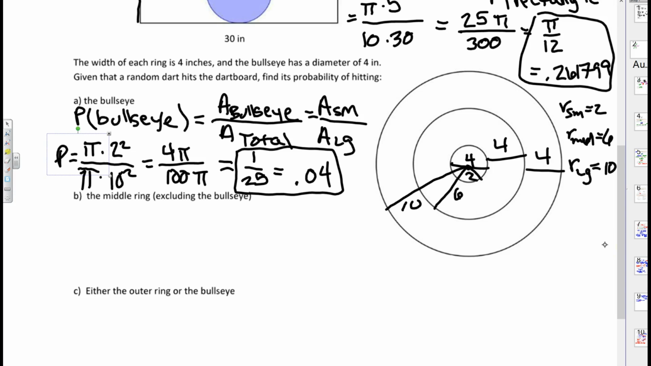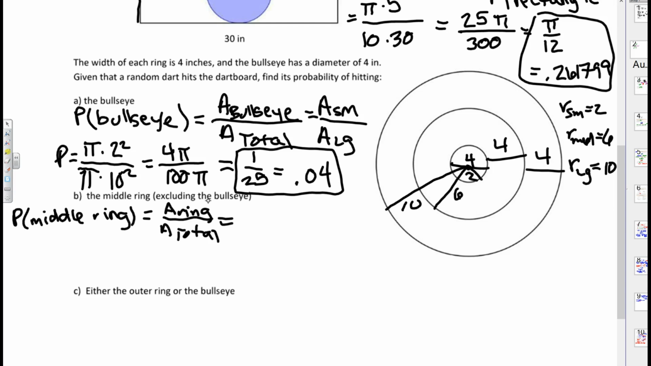What's the probability that I hit the middle ring, excluding the bullseye? Well, the probability of hitting the middle ring is equal to the area of the ring itself divided by the area of the total. How do we get the area of a ring? The area of a ring is always a subtraction problem. I don't have a formula for a ring. However, I do have formulas for circles.